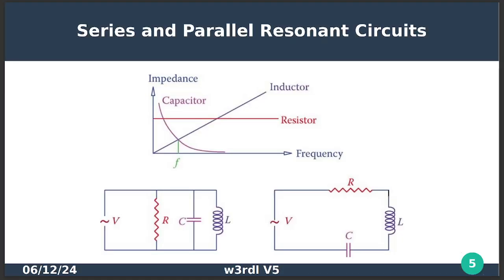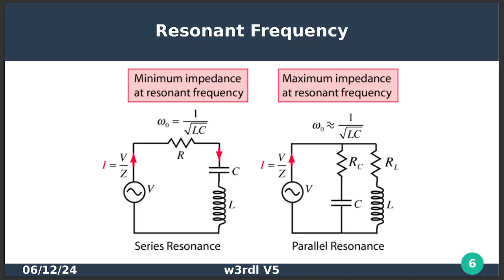The drawing here shows your impedance on the vertical and your frequency on the horizontal. And you'll notice the red line there shows your DC resistance. And then the capacitor line will show how it reacts to changes in capacitance or changes in frequency. Minimum impedance at resonant frequency.